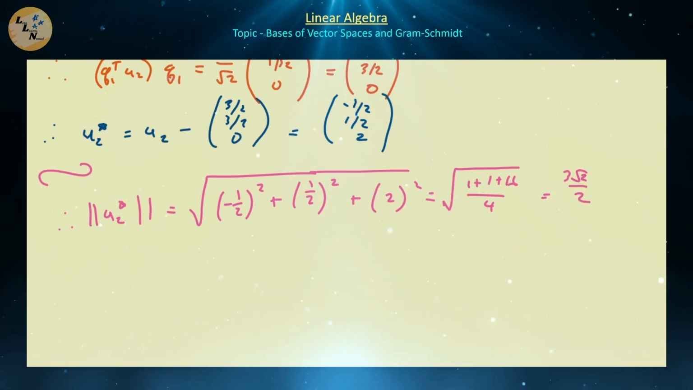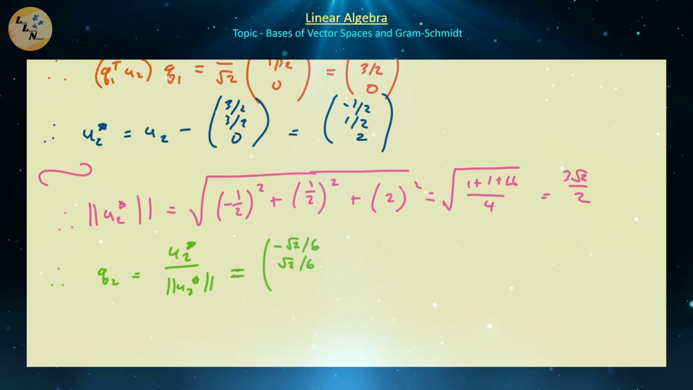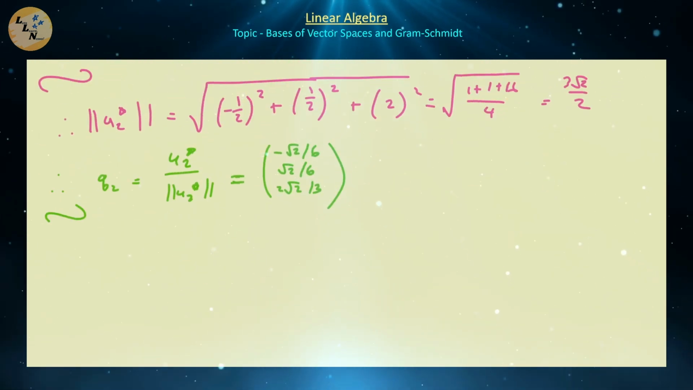So once we have the norm of U2 star, now we can define Q2, which is just going to be equal to U2 star divided by the norm of U2 star. So one can find, once you rationalize all of those things, that's just going to come out to minus root 2 divided by 6, root 2 divided by 6, into root 2 all divided by 3. All right, so that gives us our second orthonormal vector, but now we need our third.